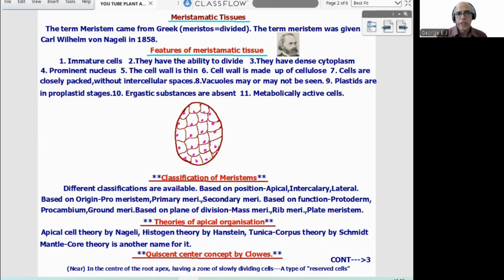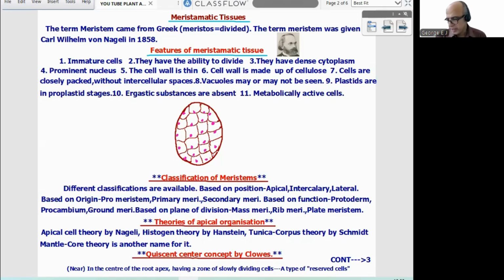Based on origin: promeristem, primary meristem, secondary meristem. Based on function: protoderm, procambium, ground meristem. This protoderm, etc., we will be studying in second year, in sexual reproduction in flowering plants, embryology. Now, based on plane of division: mass meristem, rib meristem, plate meristem. So some classifications just mentioned only.